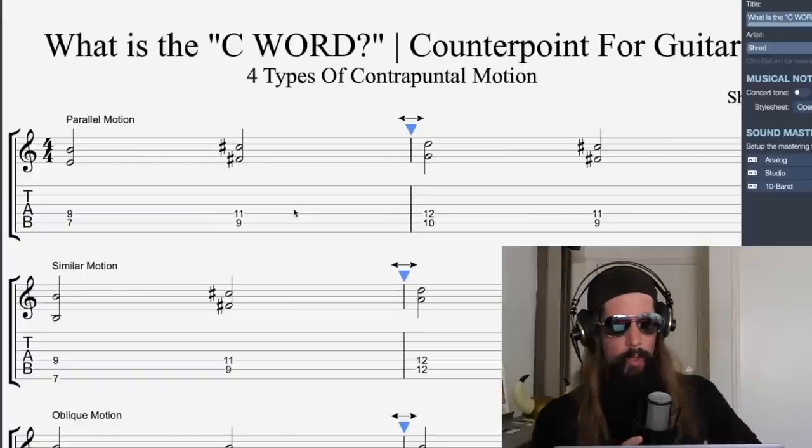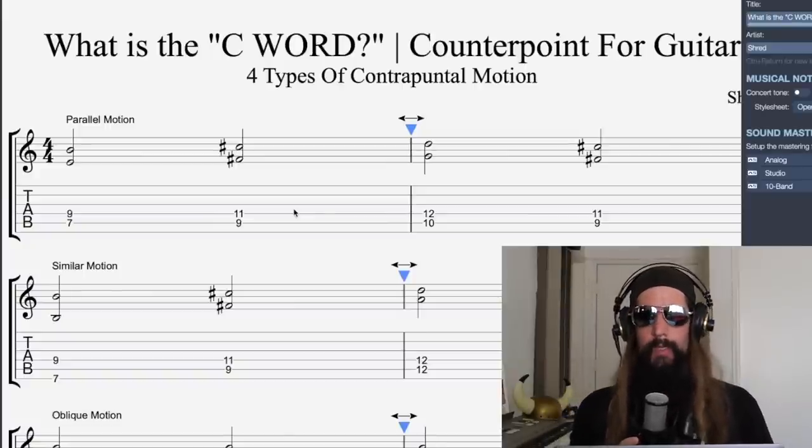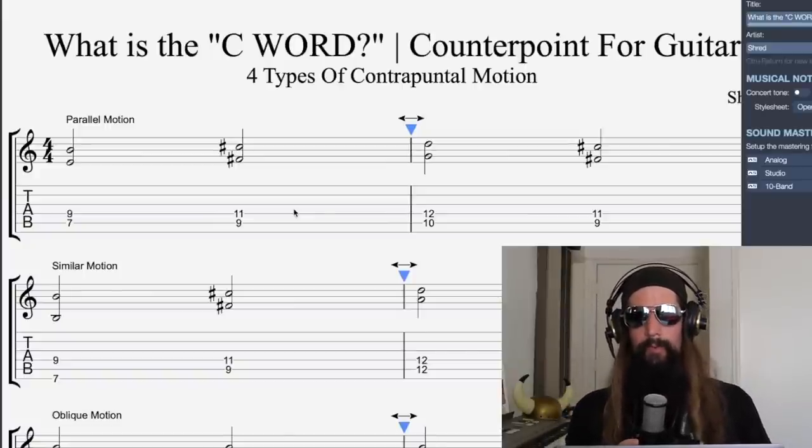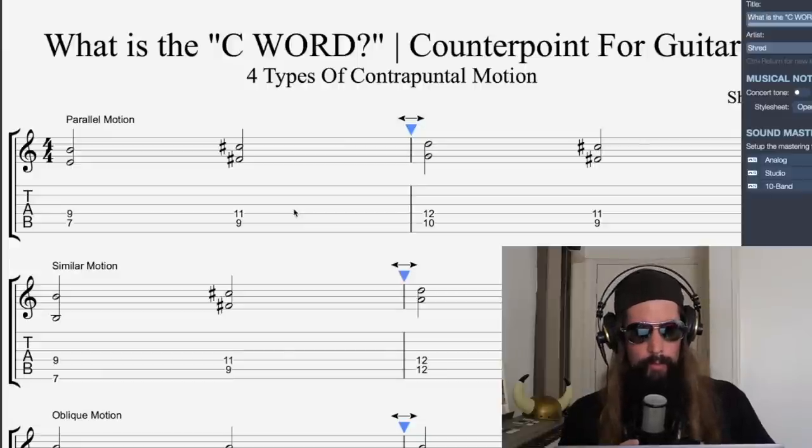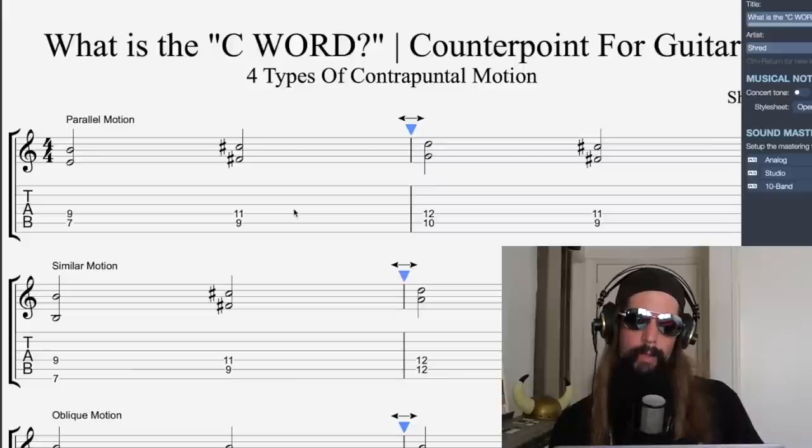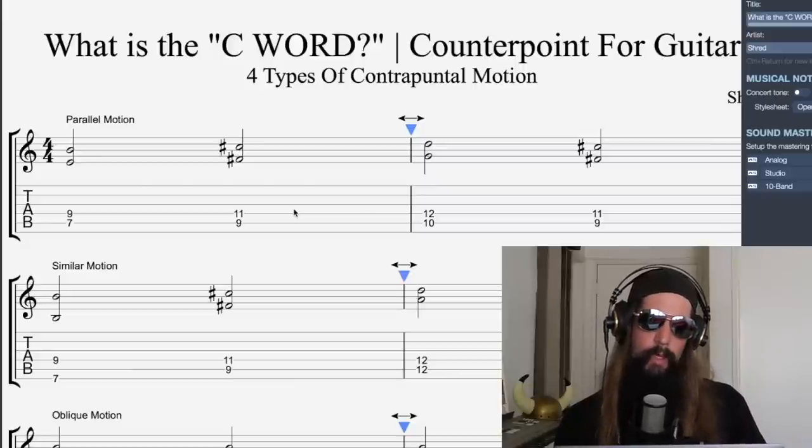There will be more talk of the C word in the future. I think I'm going to tackle the idea of prime inversion retrograde and retrograde inversion soon as well. Hopefully by the end of that lesson, our brains will self-destruct and the universe will explode.